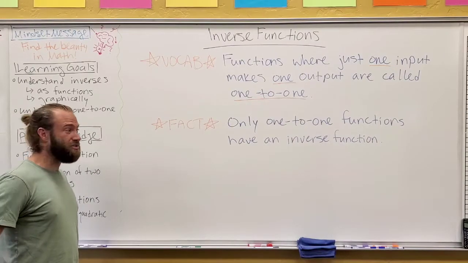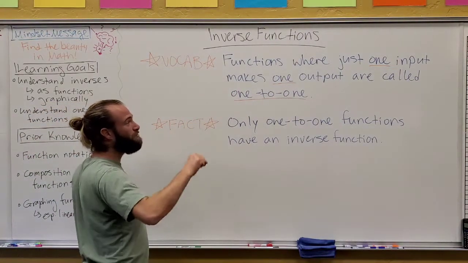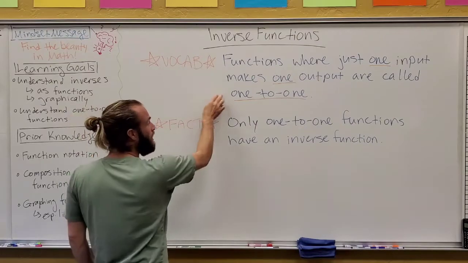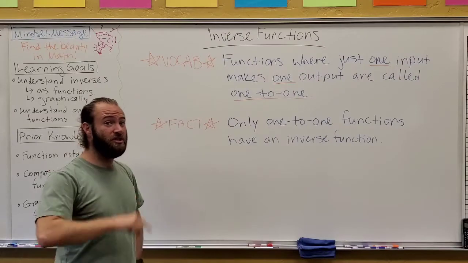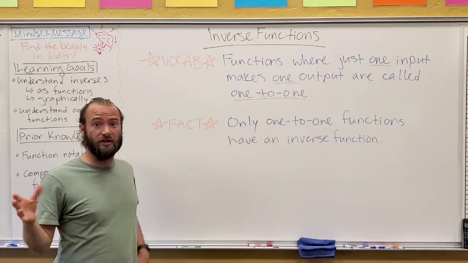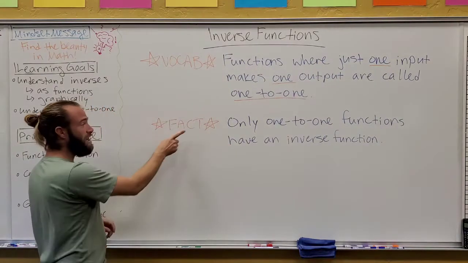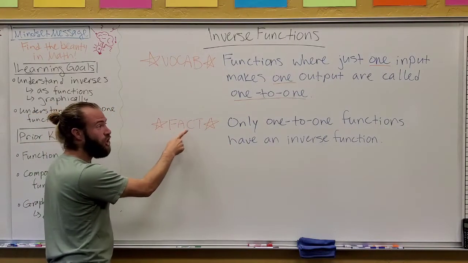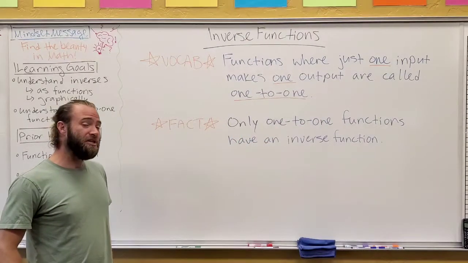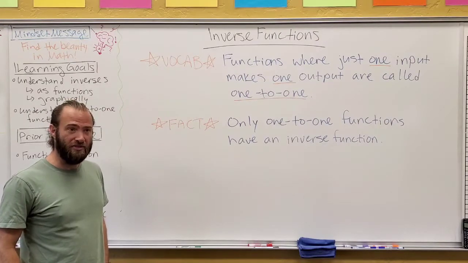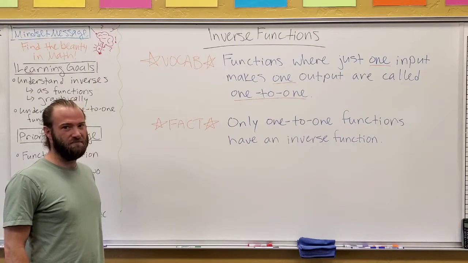Okay, so more notation and facts to put in our list. So functions where just one input makes one output are called one-to-one. That makes sense. One input to one output. Now the function we just looked at in the last example, it's not one-to-one because we saw there's two inputs that could make one output. All right? And there's a fact now about inverse functions. Only one-to-one functions have an inverse function. But there is a way to deal with non-one-to-one functions. We can make them one-to-one.